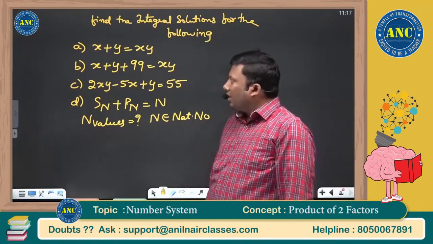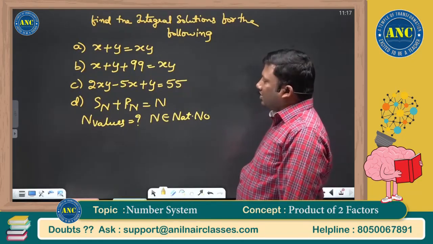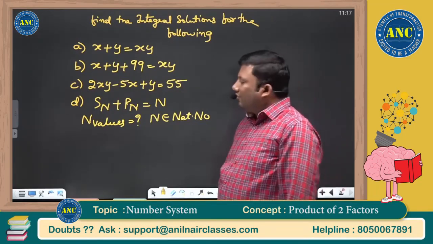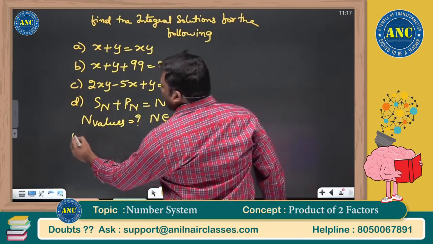x plus y equivalent to x into y. x plus y plus 99 equivalent to x into y. 2xy minus 5x plus y equivalent to 55. Sn plus Pn equivalent to n. The next question.